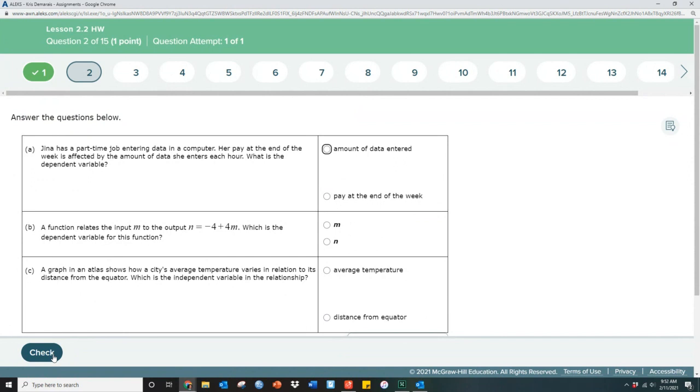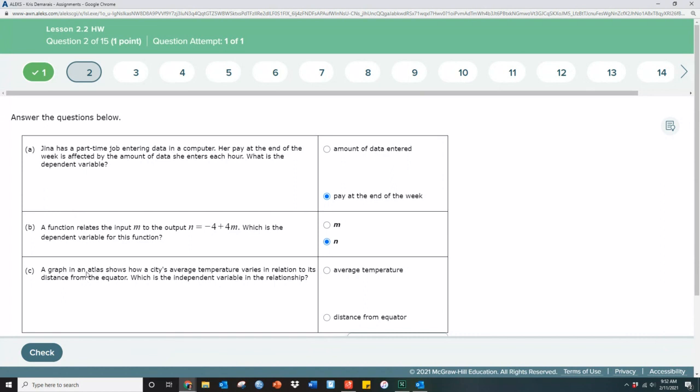Jenna has a part-time job entering data in the computer. Her pay at the end of the week is affected by the amount of data she enters each hour. What is the dependent variable? The dependent variable is going to be the amount of money she makes, right? Because her pay is dependent on how much data she enters. So the dependent variable is the pay at the end of the week. The function relates input M, which is the dependent variable. The dependent variable is going to be N.